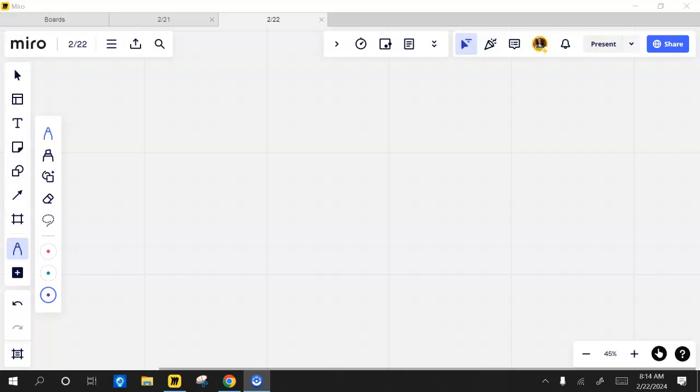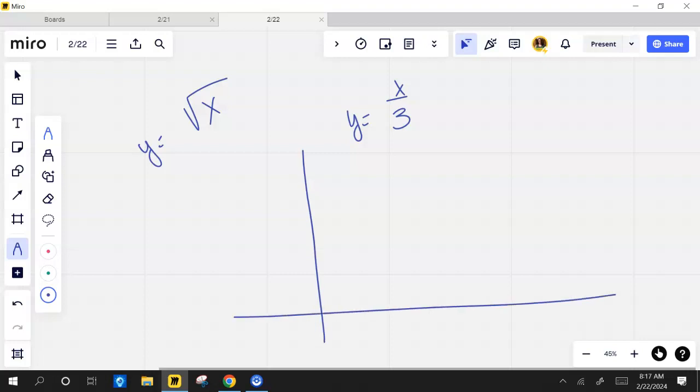Okay, I need equations because I don't have a paper. I thought I posted them with the assignment. Sketch these on a graph real quick. So square root of x looks like this. X over 3 looks like this.